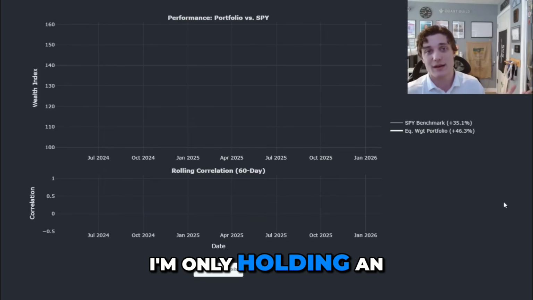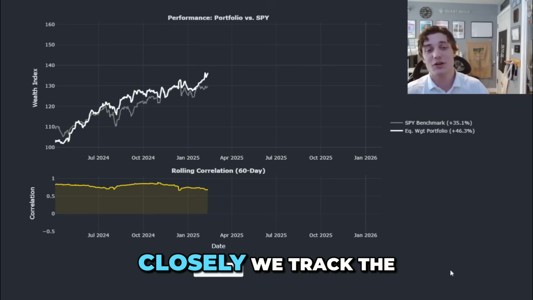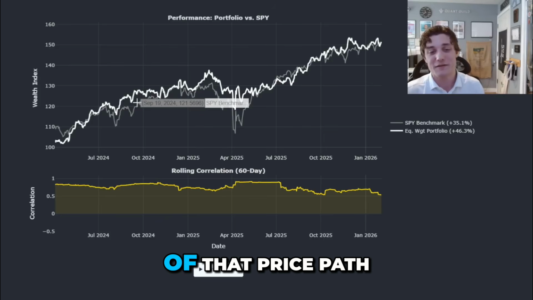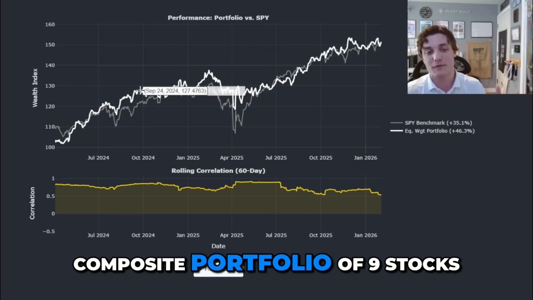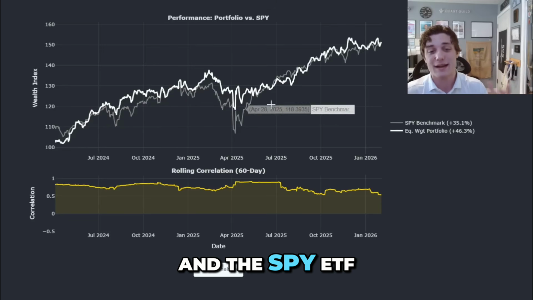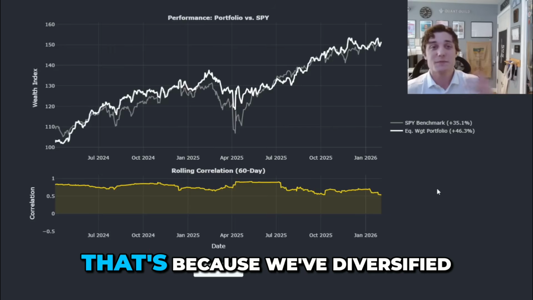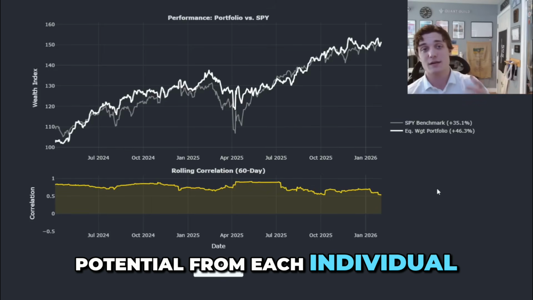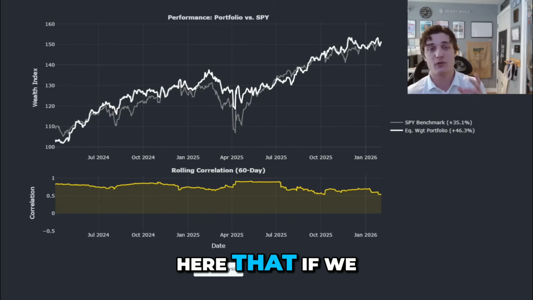In fact, I'm only holding an equally weighted portfolio of 9 stocks across 3 different sectors, but look at how closely we track the S&P 500. It is just an echo of that price path, and the rolling correlation, that is the correlation between this composite portfolio of 9 stocks and the SPY ETF, is incredibly close to 1 even over time. That's because we've diversified away effectively all of the upside and downside potential from each individual firm and each individual industry.